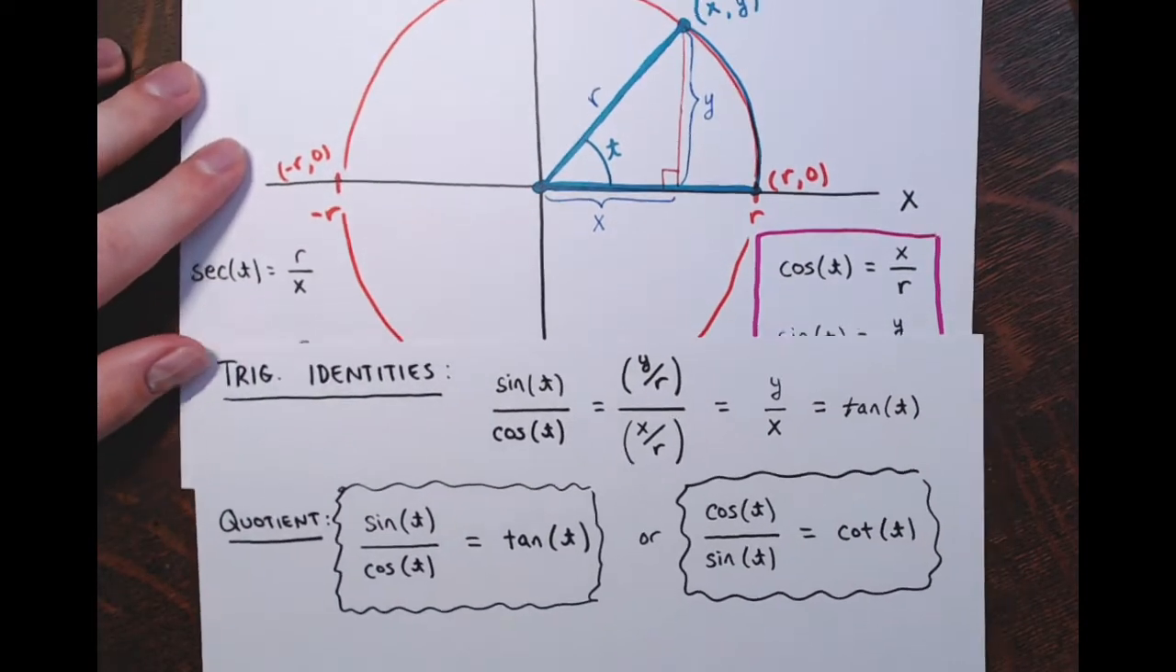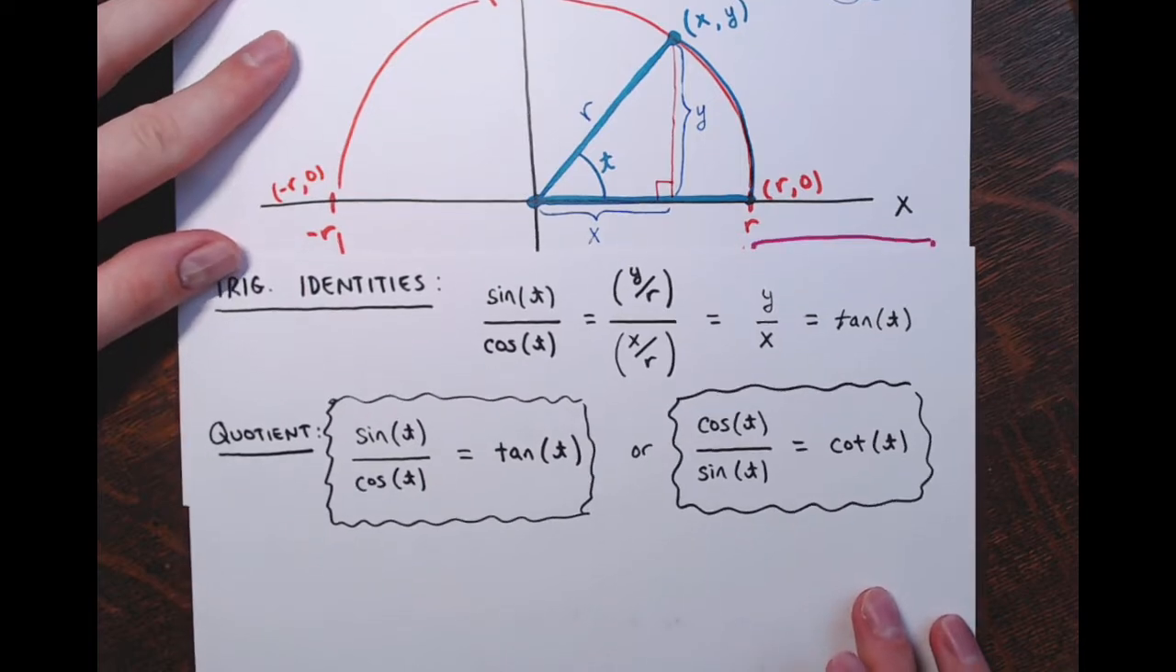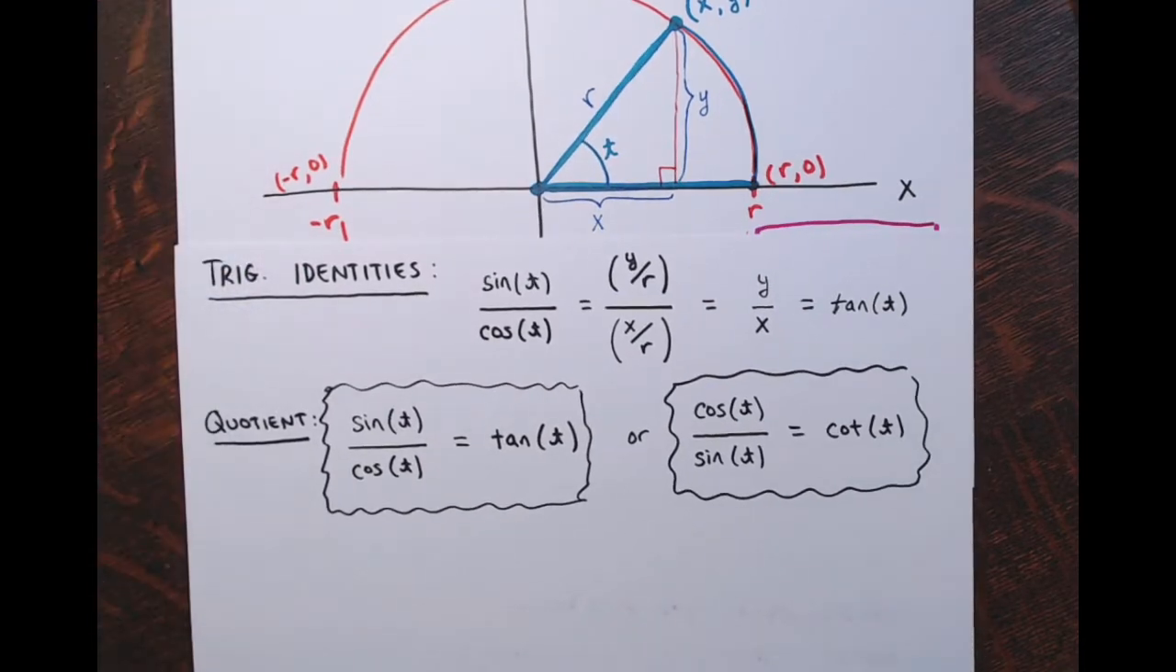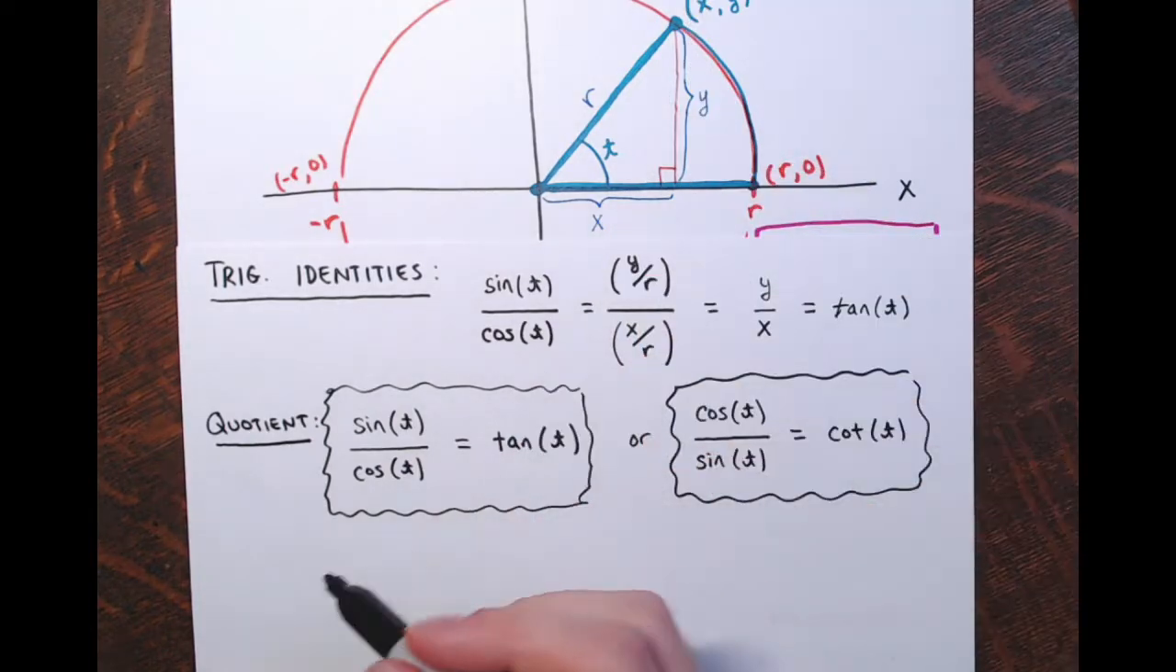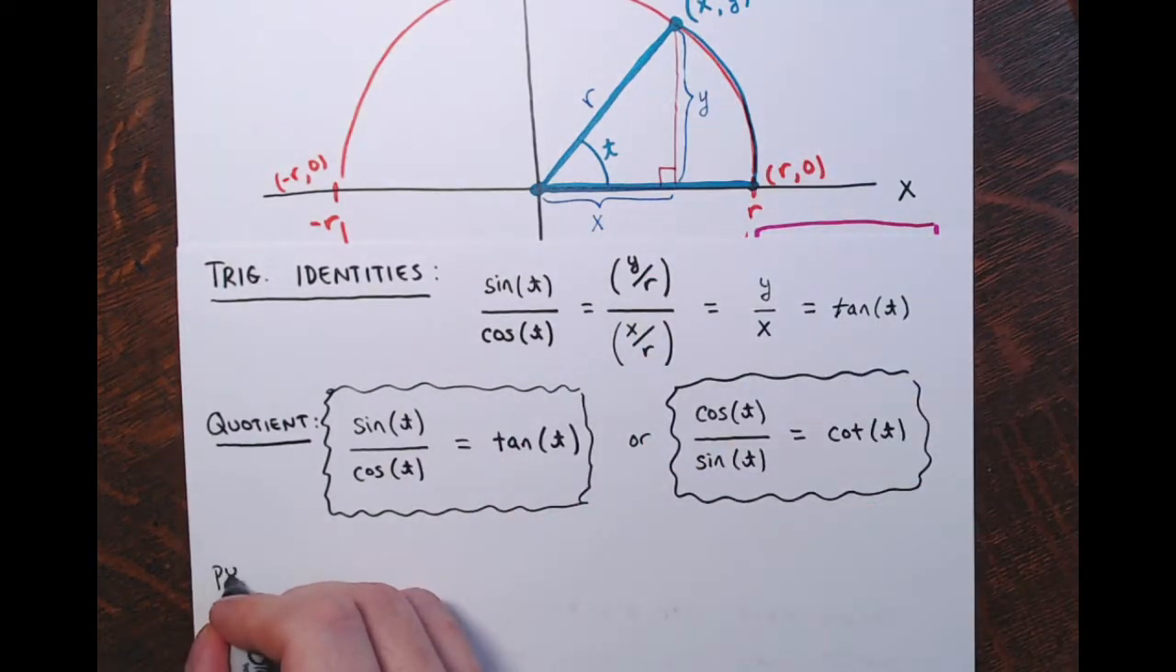All right, now looking back at this picture again, here's some other identities. Now this one comes from the fact, looking at my picture again, you have this right triangle. And remember the Pythagorean theorem.